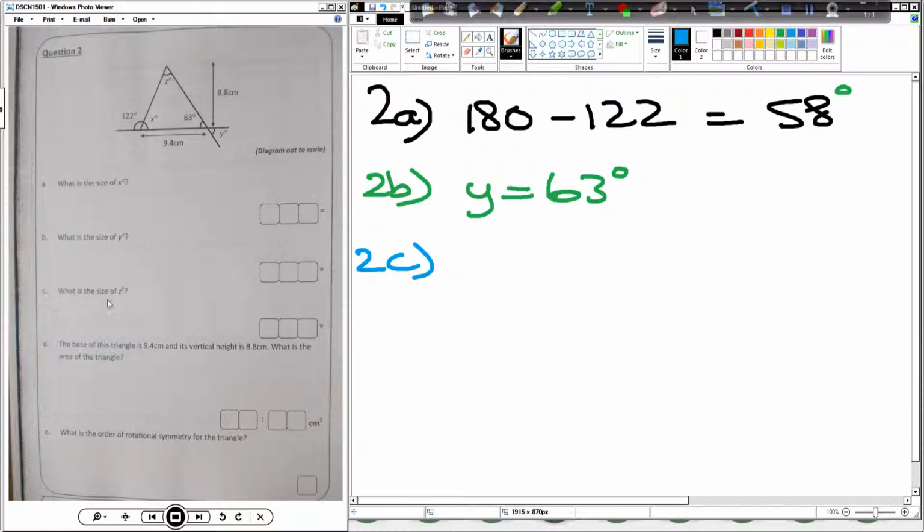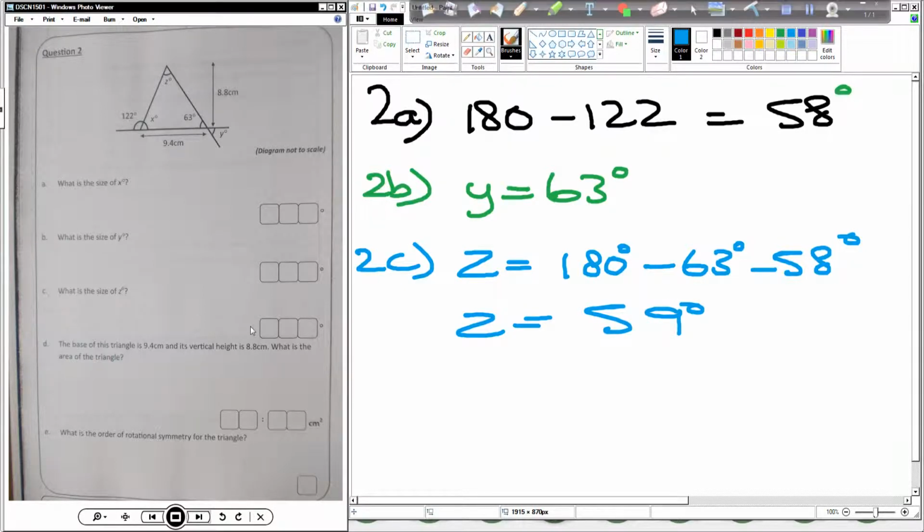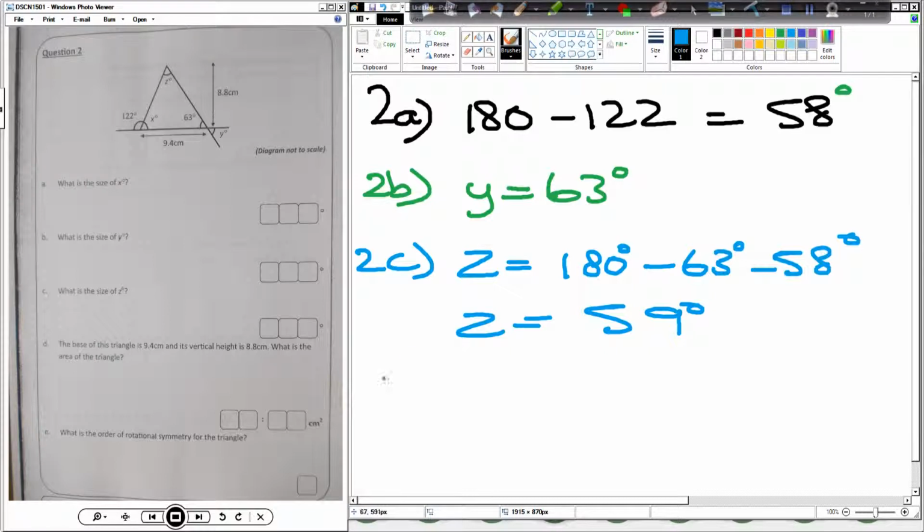Next, 2C. What is the size of z? If we know x and we know 63, we can work out z. So z is equal to 180 degrees minus 63 degrees minus 58 degrees. So z is equal to 59 degrees. That is the answer for z. That will go here. Next question, 2D.